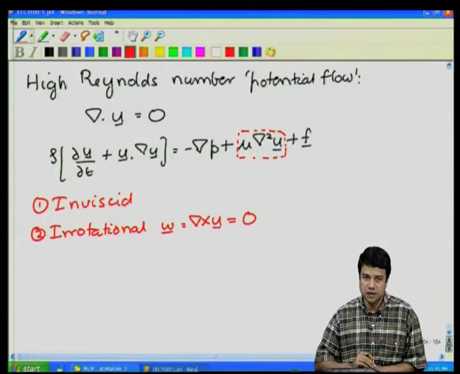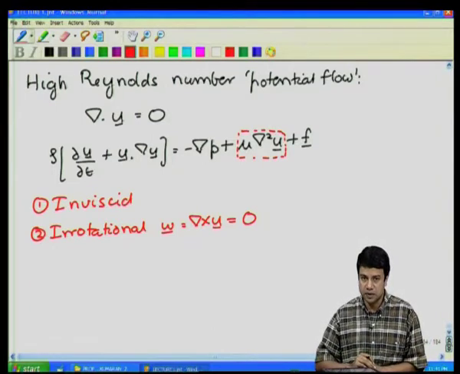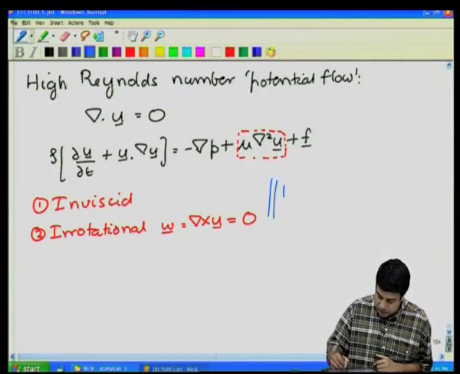Under these two conditions, the flow is called a potential flow. Clearly, the viscosity can be neglected when the Reynolds number is high. In addition, you require that there is no rotation locally anywhere within the flow. So, the inviscid irrotational flows are called potential flows.